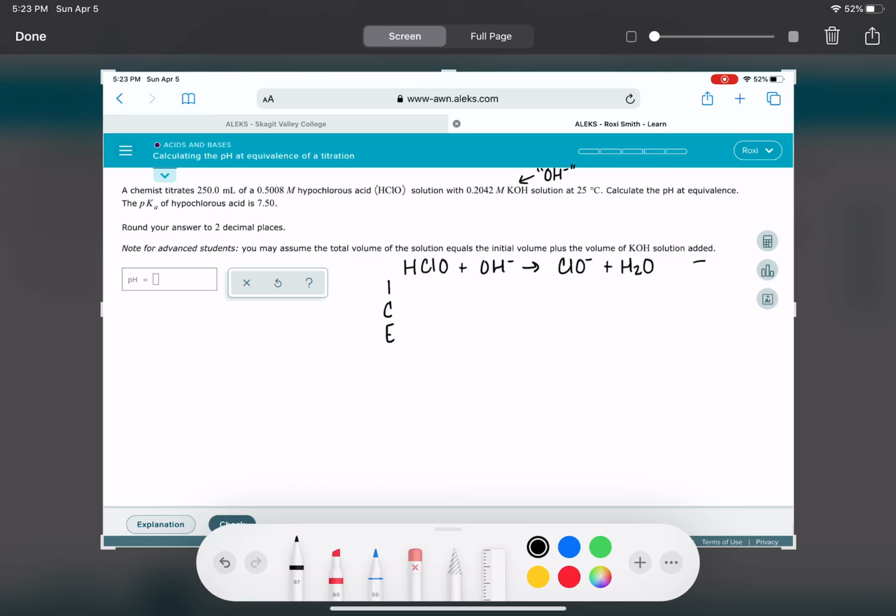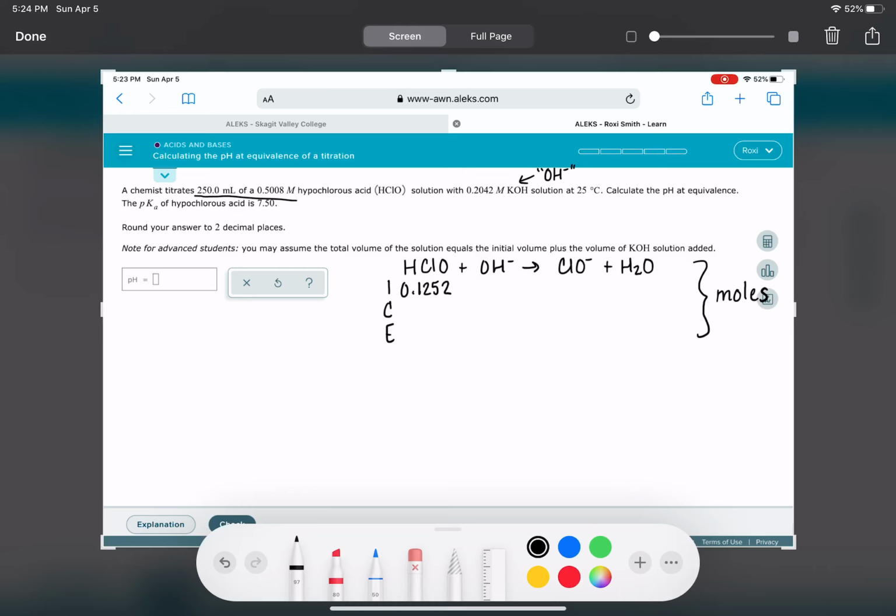And because this is a titration, we need to do our ice table in moles. So our first job is going to be to calculate how many moles we have of all of these things. For the HClO, here's our volume and molarity. So we're going to go the molarity 0.5008 times the volume 0.25 liters. Our initial moles are 0.1252.